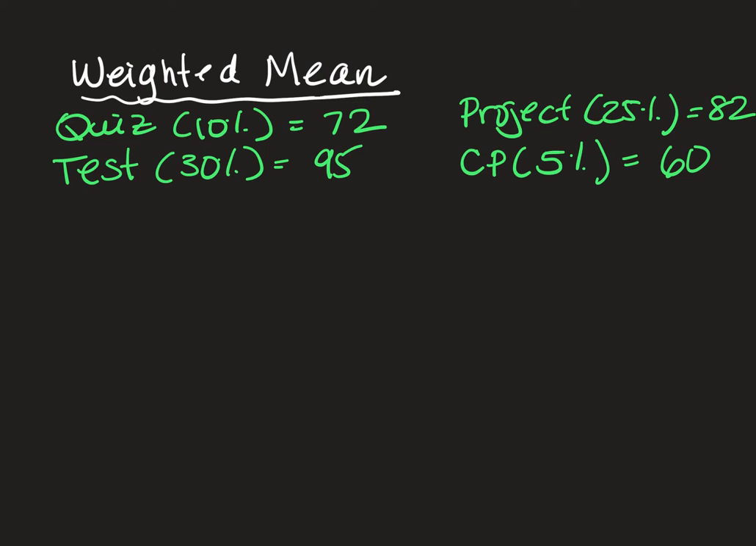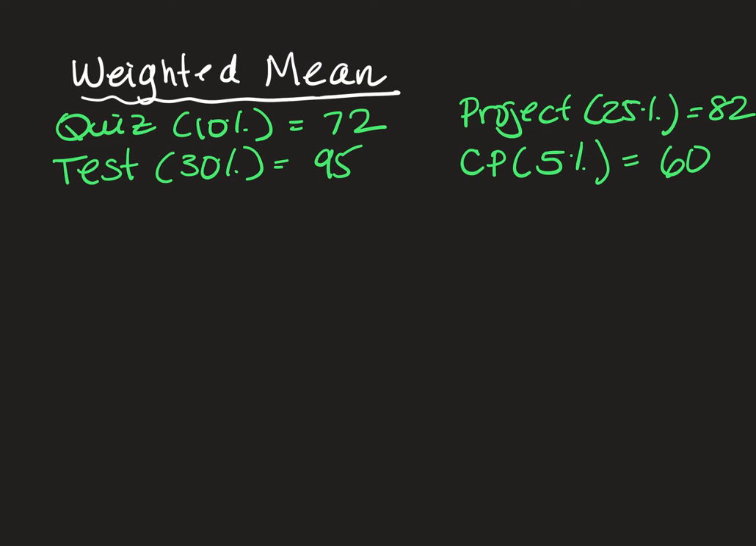So I have here certain scores that you got on certain categories for a course. Up there in green, on a quiz worth 10%, you got a 72, and so on. A test, 30%, you got a 95. Project, you got an 82. And class participation, the last one, which is only worth 5%, you got a 60. So we're going to find the average in the class so far.